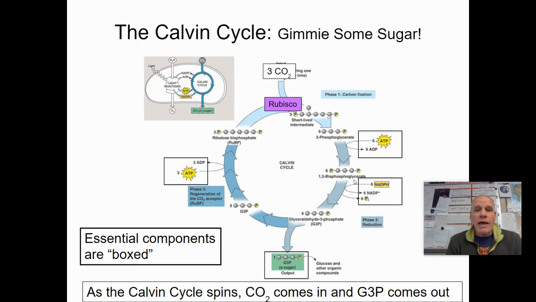All right, it's not too bad, but I do want you to notice the essential components are boxed. So you need to know the CO2, the rubisco, the enzyme, where the ATP and NADPH are being used. You should know the 3 phases, phase 1, phase 2, and phase 3, and then the output. Okay, that's what you need. You don't need to know all these little names, although ribulose bisphosphate you should know, okay, or RuBP. And that's giving you some sugar.